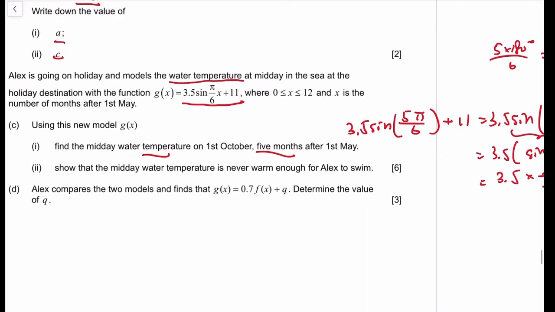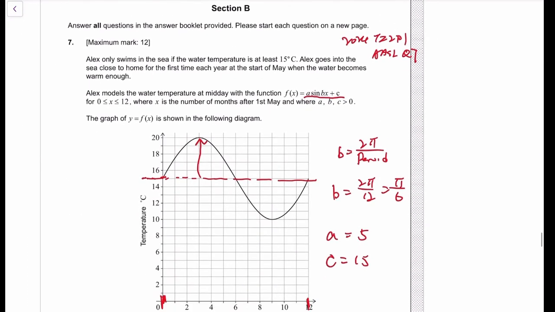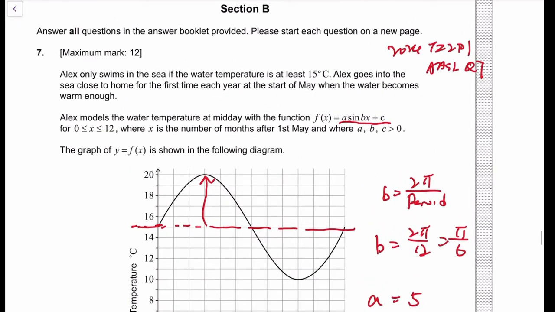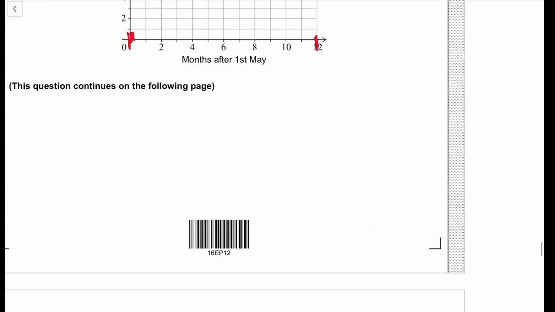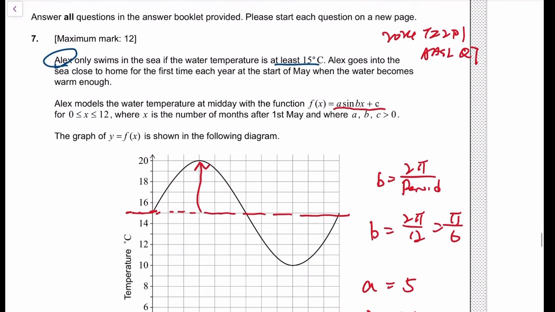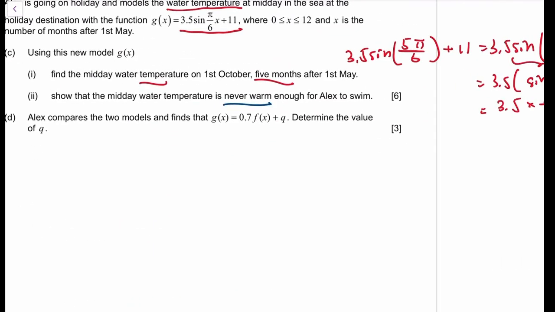Next, they ask, why is it never warm enough for him to swim? I think if you read the question, it says he can only swim when the temperature is at least 15. Alright, so somehow you need to read. So the question is, why is this never 15?